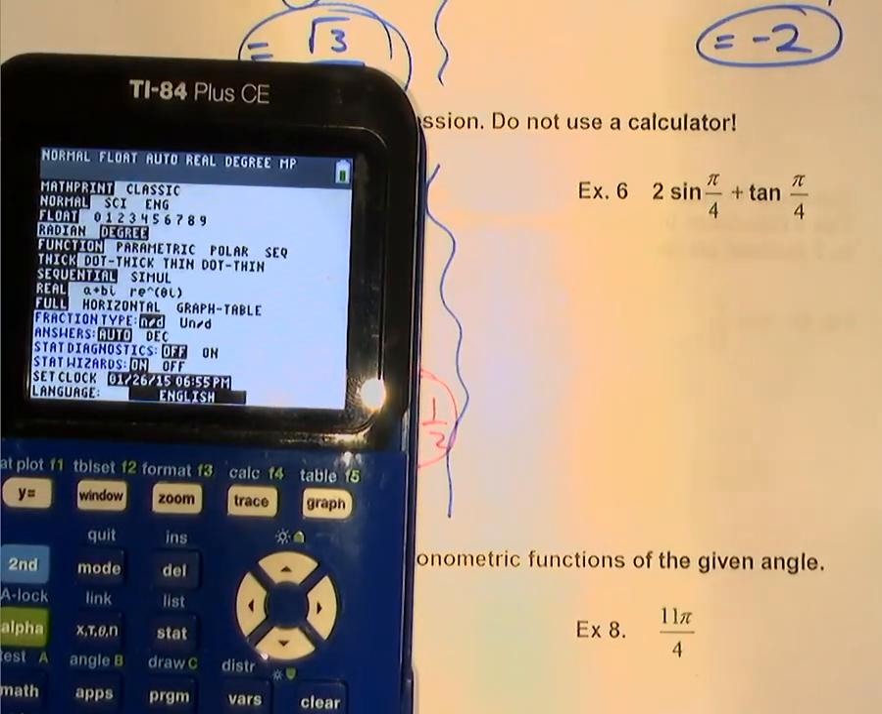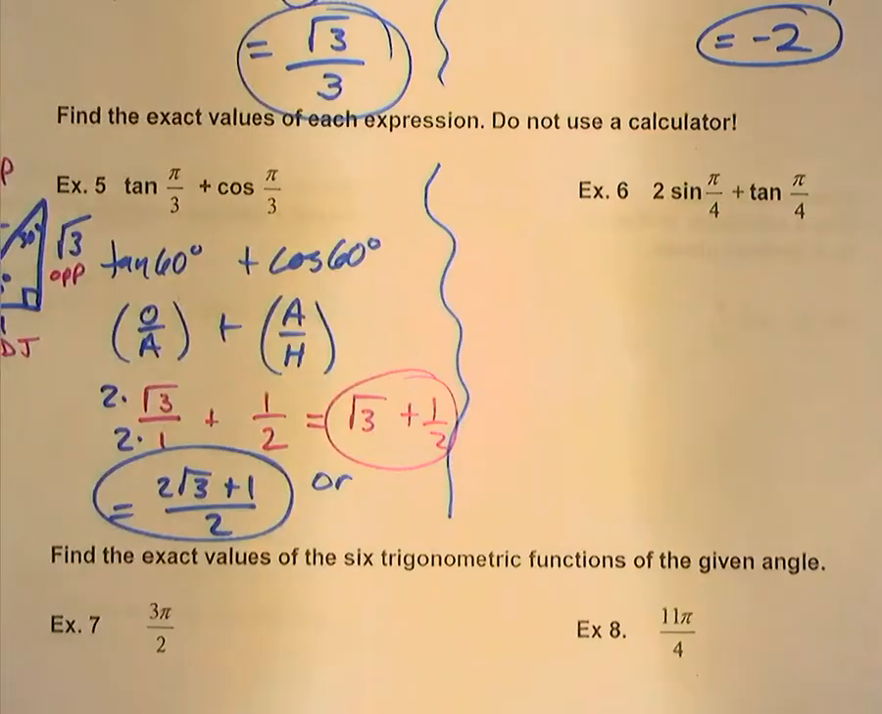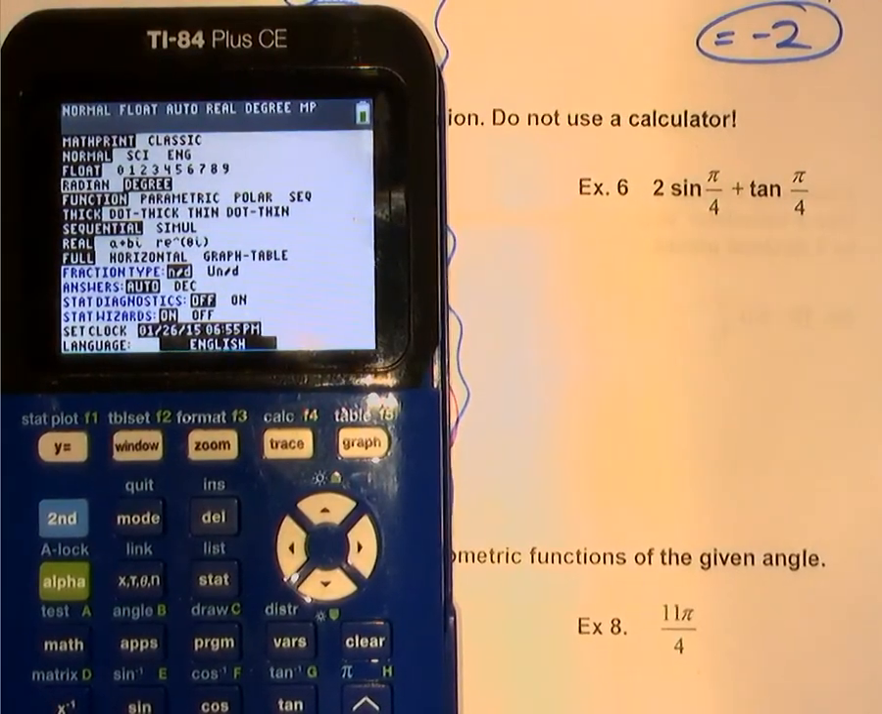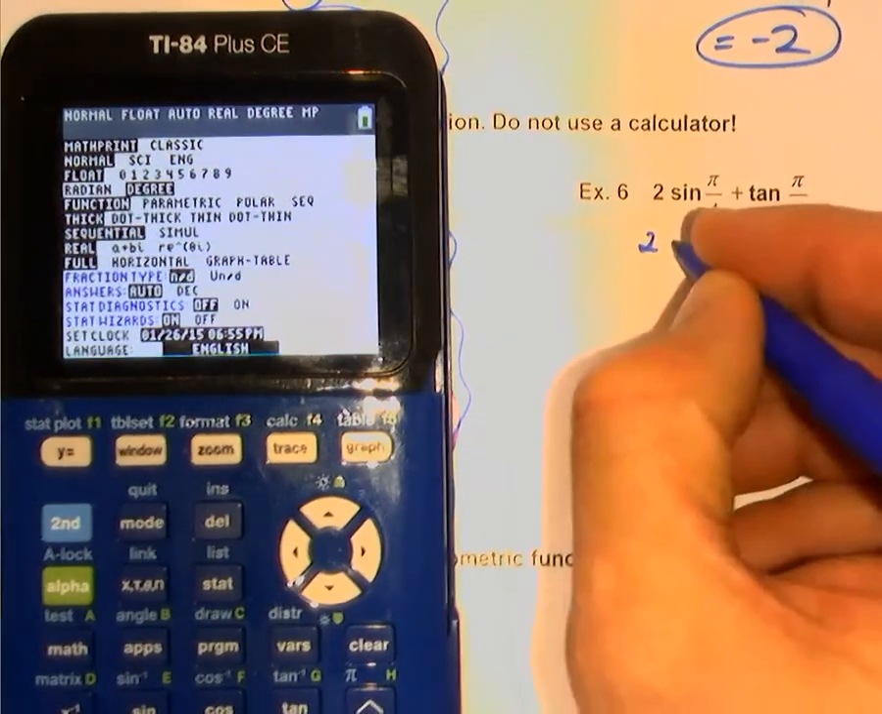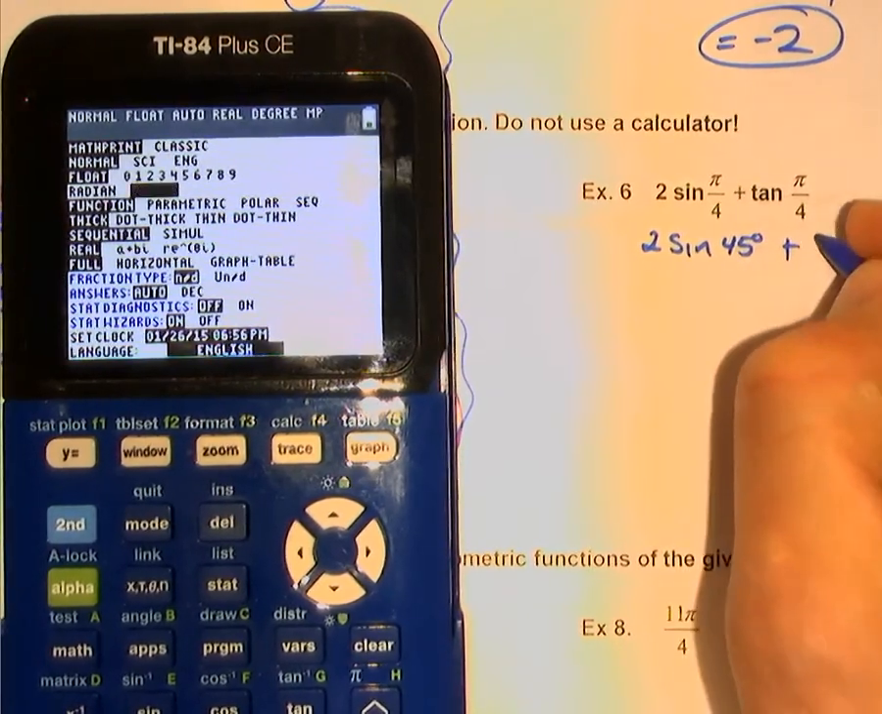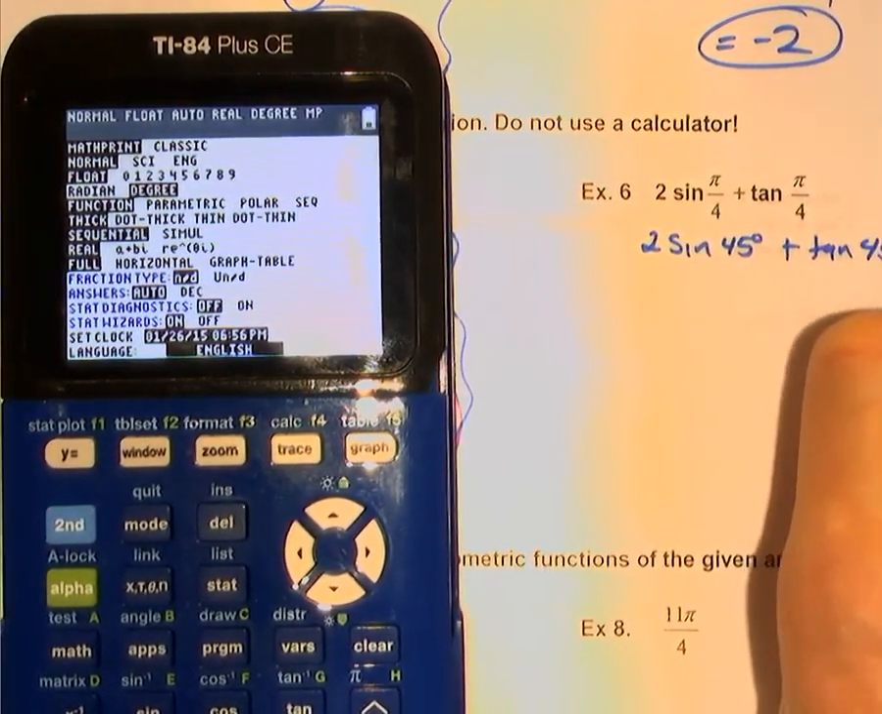All right. So as we take a look, we're working on example 6, y'all. It says find the exact values of each expression. Do not use a calculator. Now you can use a calculator to check your work, but let's do that at the end. So the first thing is we have pi over 4s, right? We need to be able to convert that real quick. So I always convert to degrees. So what is pi over 4? What do you guys get? 45 degrees. So I'm going to go ahead and change those to 45s.